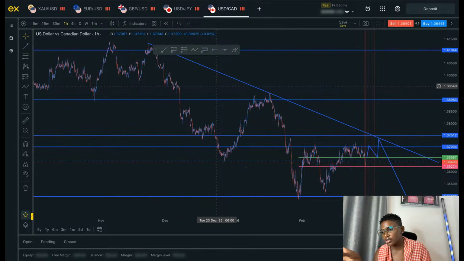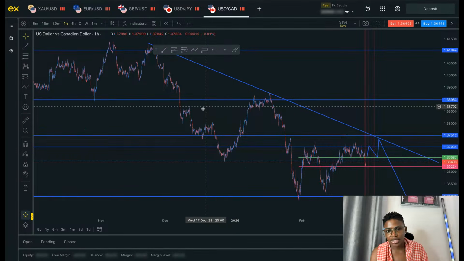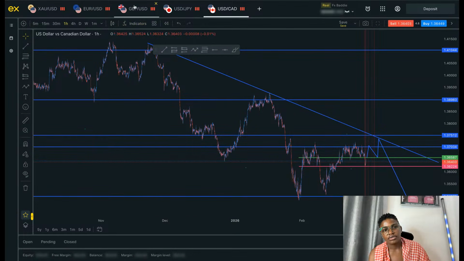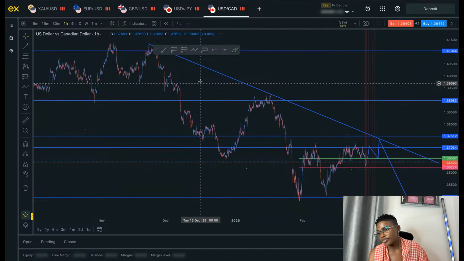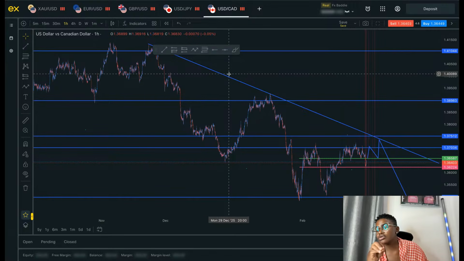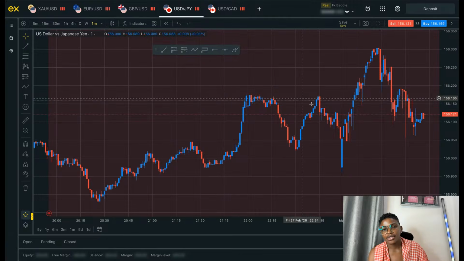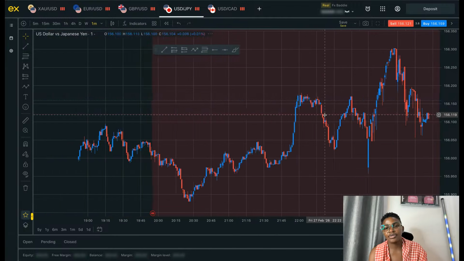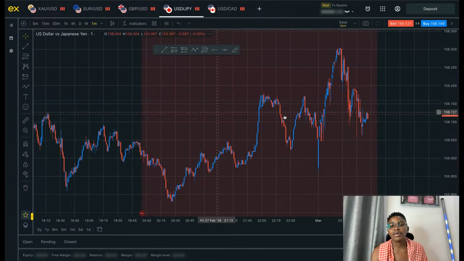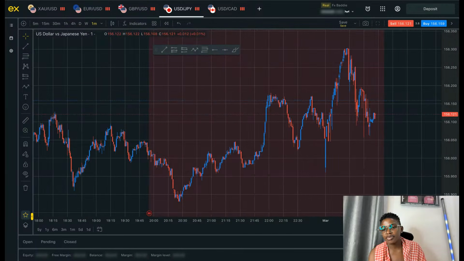Any questions? Or let's check GBP. And if USD CAD looks like this, I bet you USD JPY is not looking any different, because remember, they are USD based pairs.